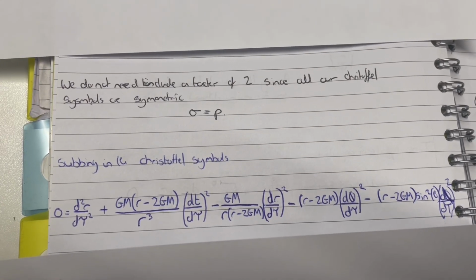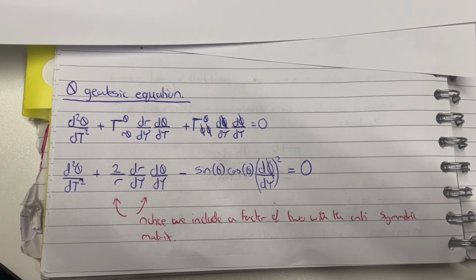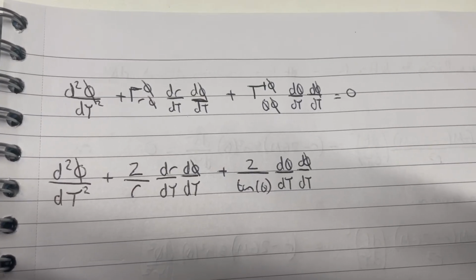We use a similar process for the other 2 equations, subbing in the values for the Christoffel symbols. For the other 3 geodesic equations, we have more than one non-vanishing Christoffel term, so we have to add in these extra bits into the geodesic equation.